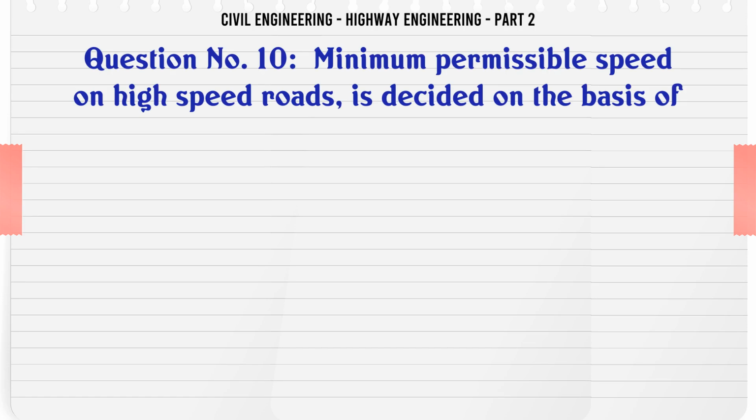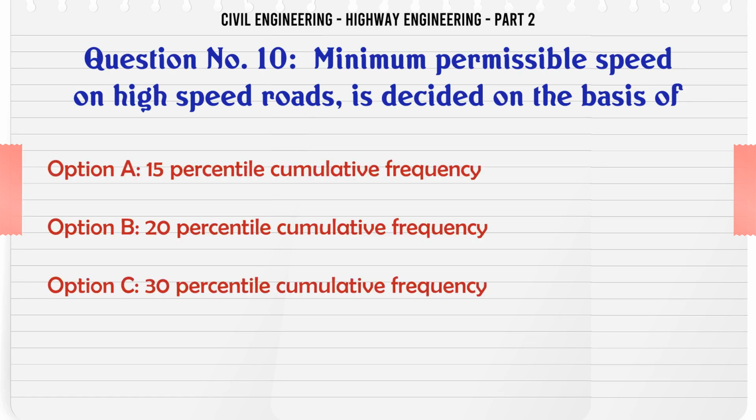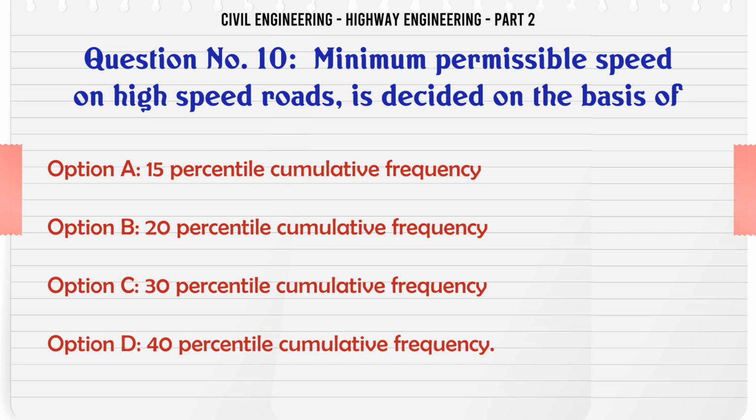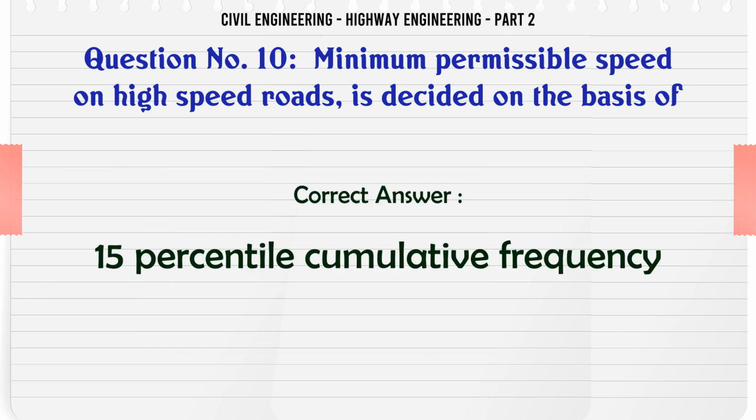Minimum permissible speed on high-speed roads is decided on the basis of A. 15 percentile cumulative frequency, B. 20 percentile cumulative frequency, C. 30 percentile cumulative frequency, D. 40 percentile cumulative frequency. The correct answer is 15 percentile cumulative frequency.